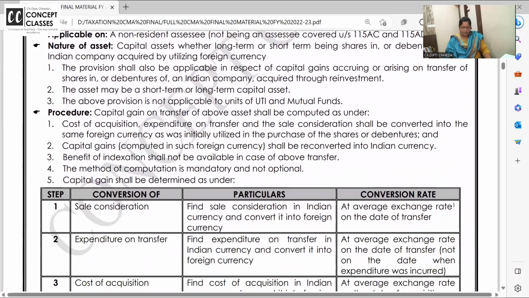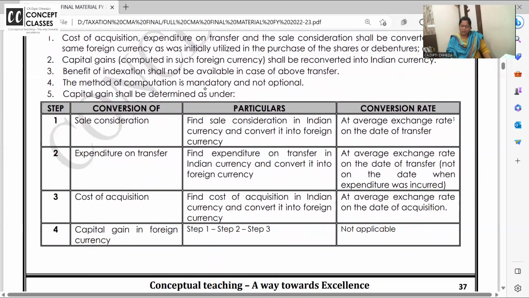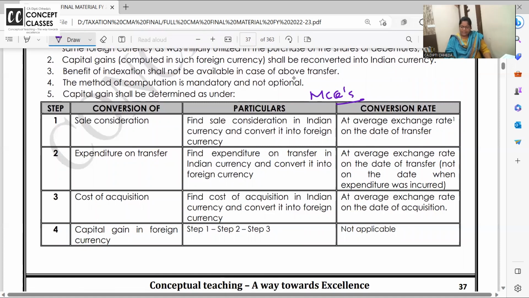Sure. Is this clear to all of you? Mark this table, very, very important. Are you all with me on the page number which I am asking you? Yes. Sale consideration, average rate of the transfer, expenditure, average rate.